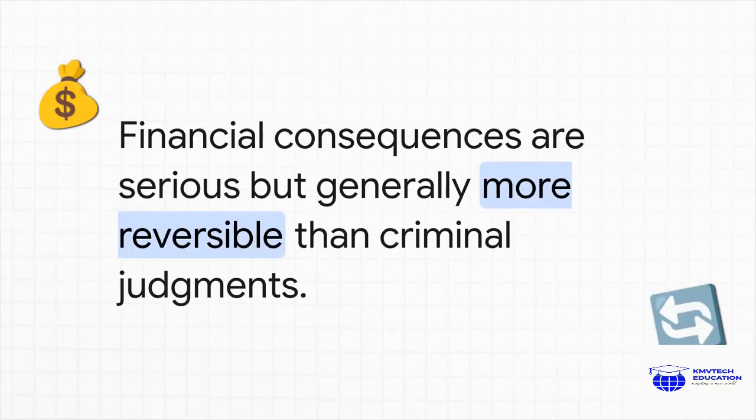So why the lower standard? Again, we have to look at the consequences. A wrongful civil judgment usually results in financial consequences. Now, make no mistake, losing 5 million shillings or a piece of land is incredibly serious for the parties involved. But, unlike taking someone's life or locking them in a prison cell for decades, financial transfers are generally more reversible. Therefore, the law balances the scales a bit more evenly between 2 civil parties.